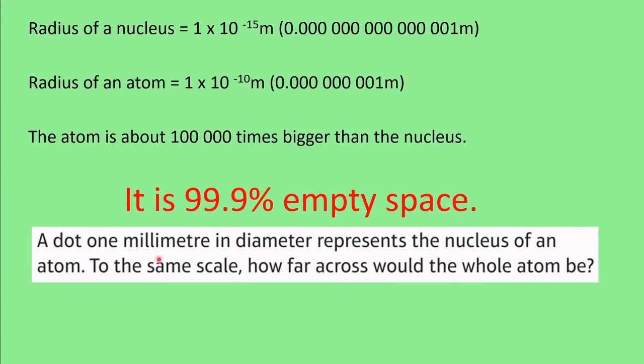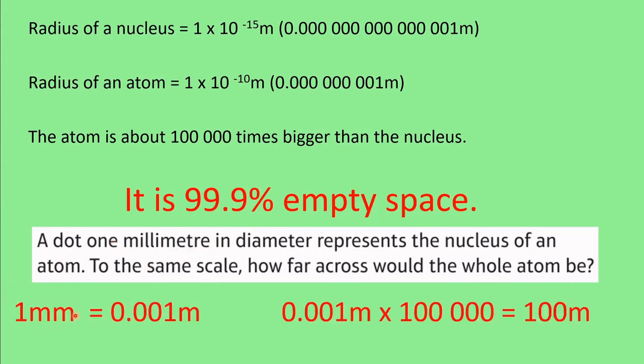Okay, so first thing to do is to convert this millimeter into meters. So 1 millimeter is 0.001 meter. We then multiply that by this factor here, it's 100,000, and we get 100 meters. So if the nucleus was just 1 millimeter, then the whole atom would be 100 meters across. That just shows you once again how much of the atom is just empty space.